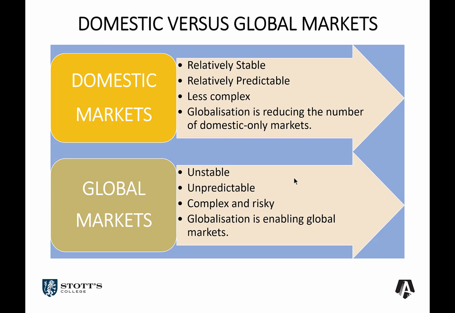So domestic markets have declined, which means that most firms are now operating in global markets. Global markets are unstable, unpredictable, risky and complex because you're operating in more than one environment, and they're being enabled by globalization.